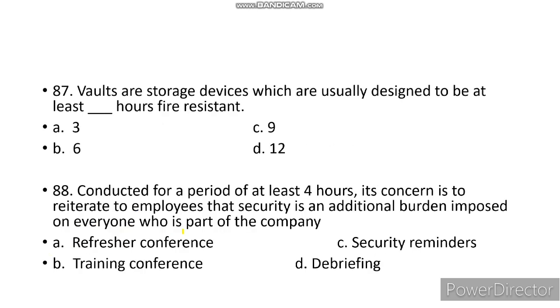87. Vaults are storage device which is usually designed to be at least ilang oras? At least 6 hours.